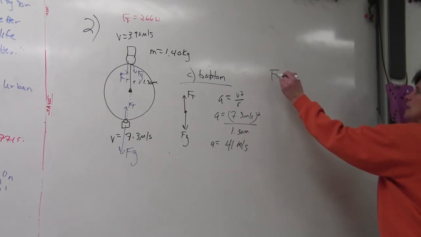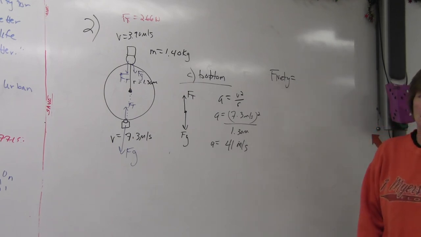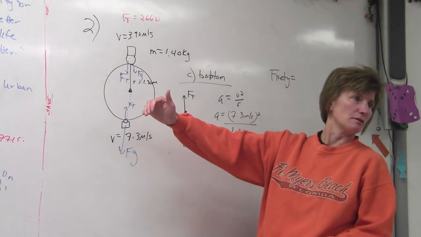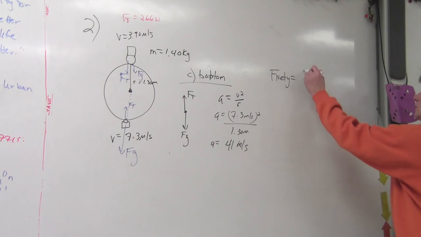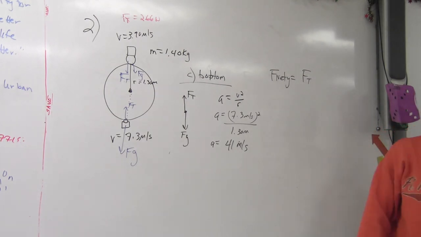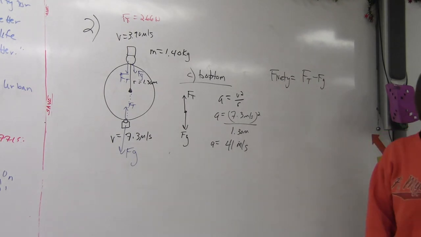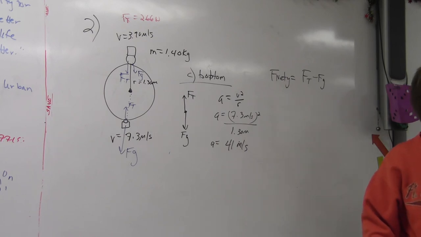So, what is my net force in the y direction this time? I'm looking at this picture right here. Which one's going to the center? Force of tension. So therefore, what does this have to be then? Force of tension minus force of gravity. Does everybody understand the difference? Because this is the same idea with roller coasters. It's the same idea with this bucket thing.